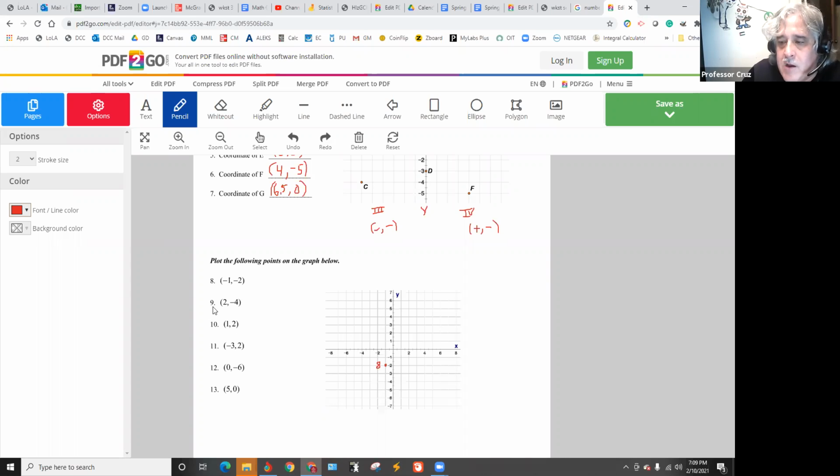This one, 9, is 2 and -4. So here's 2 in the x direction. The first one is always on the x. If it's positive, we go to the right. If it's negative, we go to the left. So 2. And then on the y, it's down 4, which is right here. So that's 9.